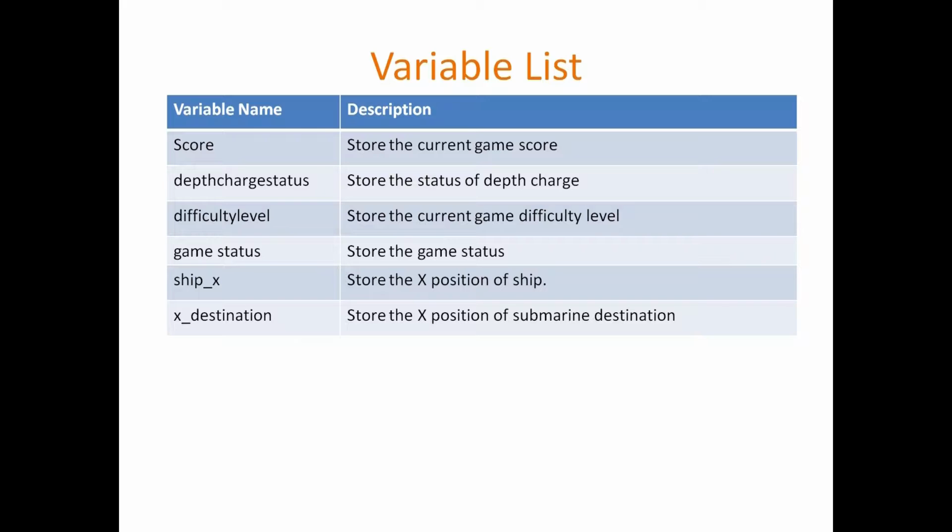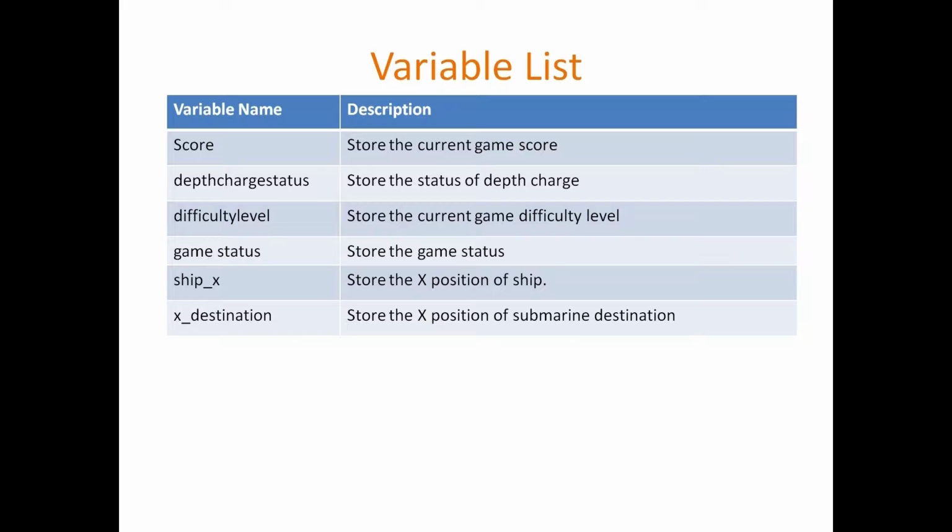And here's a list of the variables that we will be using for the game. The variable score will store the current game score. The depth charge status is a variable to remember if we have launched a depth charge. If we have done so, we don't want to launch another depth charge until the first one has exploded or has disappeared from the game.